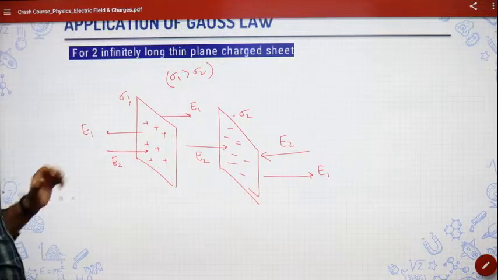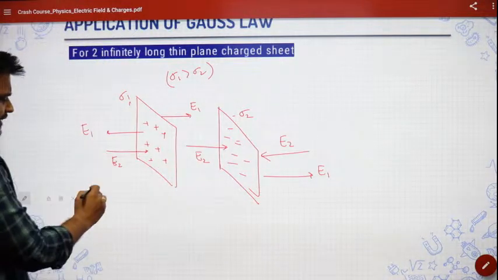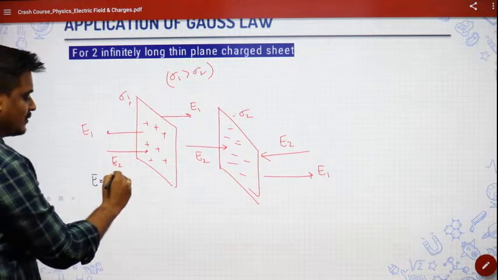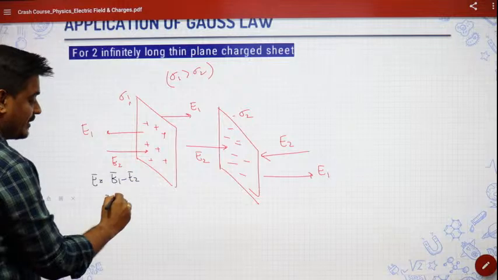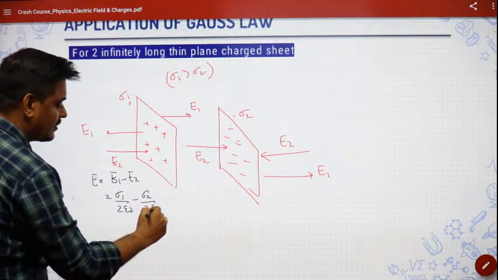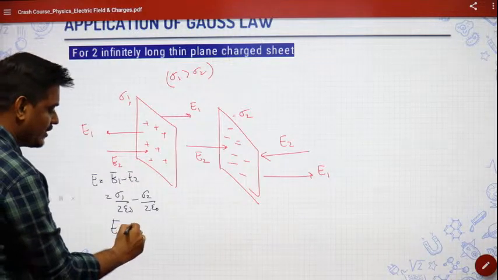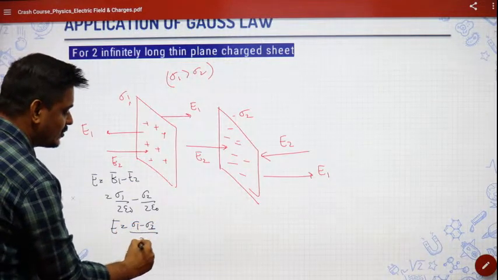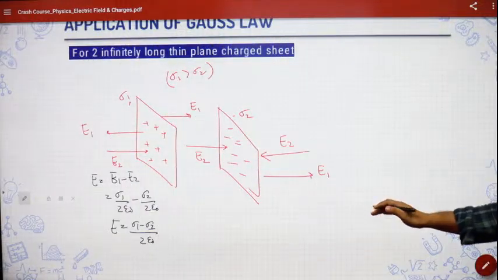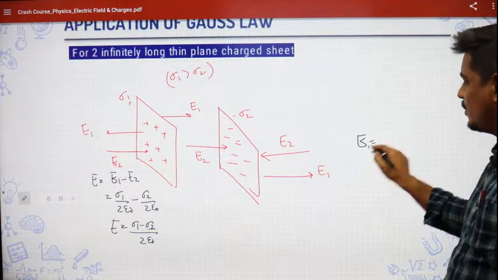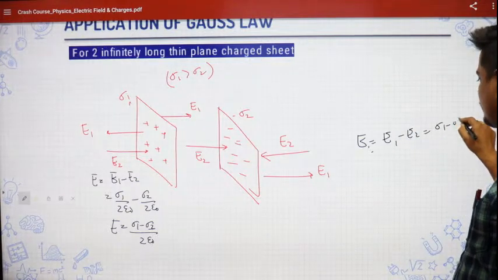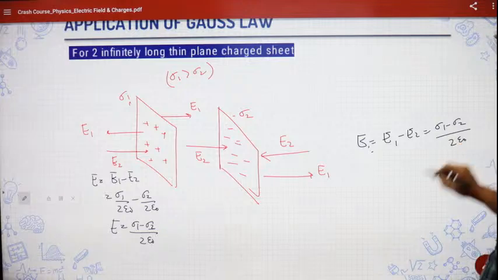So if I want to write what is the electric field on the left and right hand side, see very clearly we can see net electric field E1, E2. E1 is more than E2, so E1 minus E2. So how much it will be? Sigma 1 by 2 epsilon naught minus sigma 2 by 2 epsilon naught. So net electric field will be equal to sigma 1 minus sigma 2 by 2 epsilon naught. Similar way, you can find for this side, you will get E equal to, since E1 is bigger, E1 minus E2, and same, sigma 1 minus sigma 2 by 2 epsilon naught.